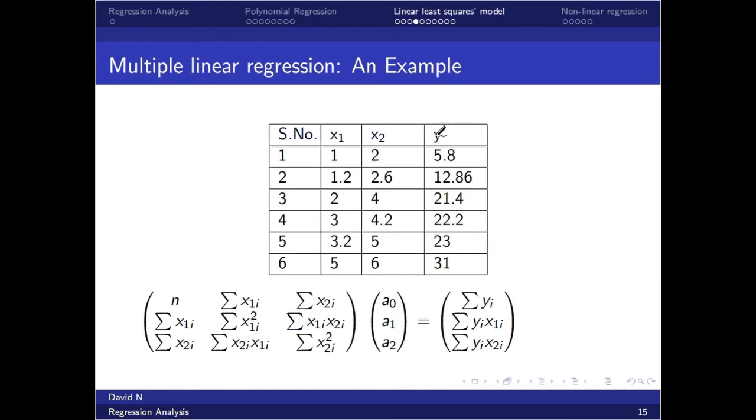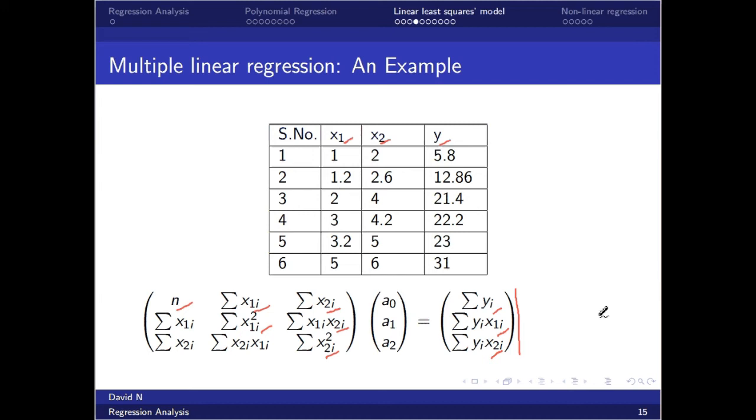Let us consider an example for multiple linear regression with two independent variables x1 and x2. The dependent variable is y. For such a scenario, by the multiple linear regression method, the normal equations written in matrix form are shown here, where the elements of the matrices are n, summation of x1, summation of x2, summation of x1 square, summation of x2 square, summation of the product of x1 and x2, and then we have summation of y, summation of the product of y and the first independent variable, and summation of the product of y and the second independent variable. Each of these elements can be calculated from the given experimental data points and the model coefficients can be found.